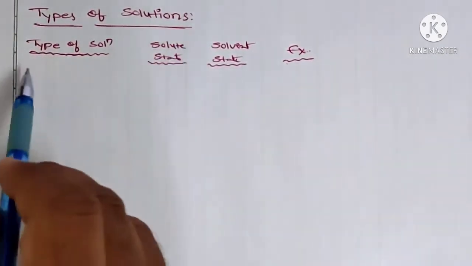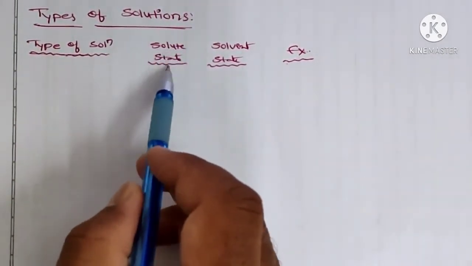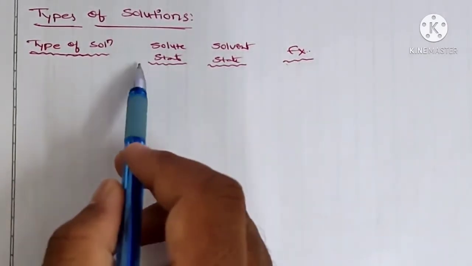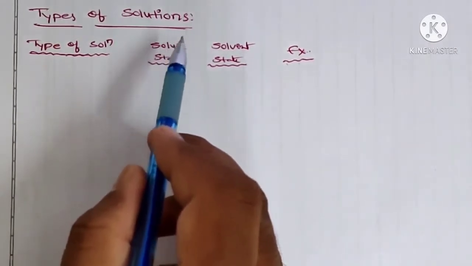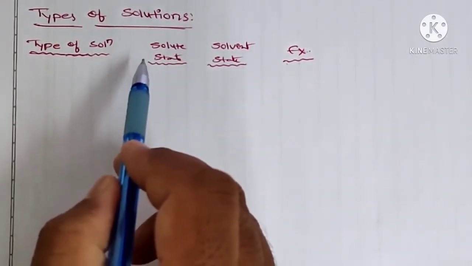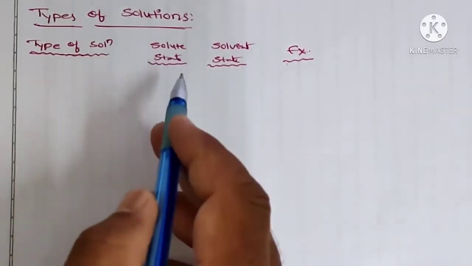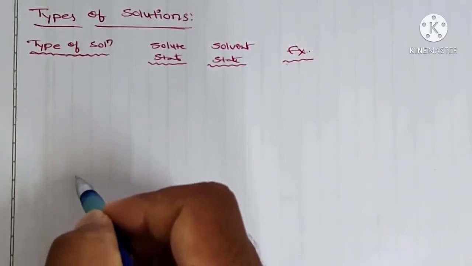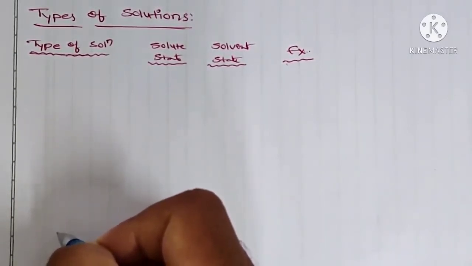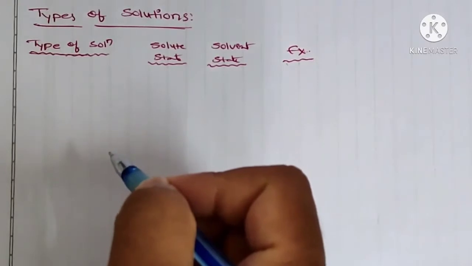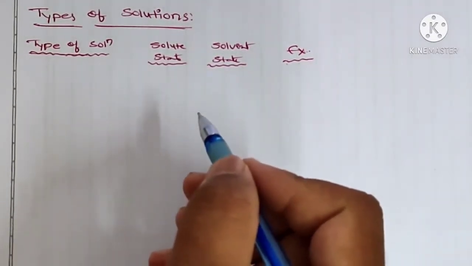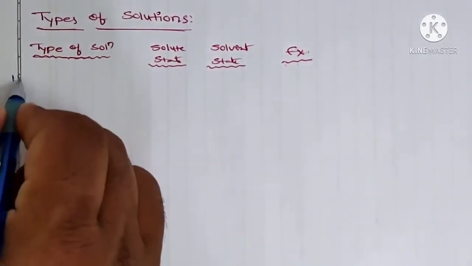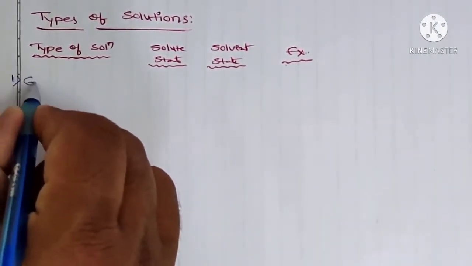Types of solutions: type of solution, solute state, solvent state, example. On the basis of different states of solute and solvent, the solutions are classified into three types. One is gaseous solutions, another one is liquid solutions, and the third one is solid solutions. Each one is further classified into three types, so total 9 types of solutions. Let me take number one, gaseous solutions.